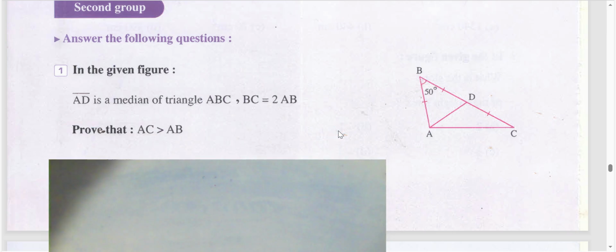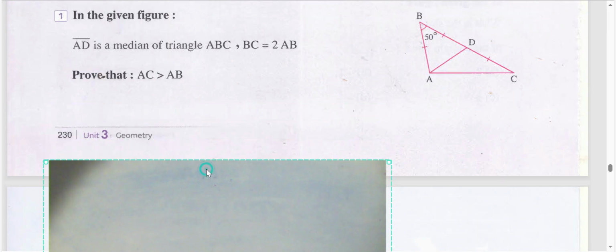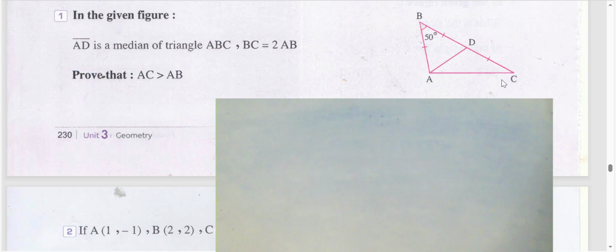Now we want to prove that AC is greater than AP. He gives me DC equal to DB and AB equal to BD. First step, we can find the measure of the angle here. In this isosceles triangle, 180 minus 50 divided by 2 is 65, and here is also 65. Understood? And now I will prove that AC is greater than AP.